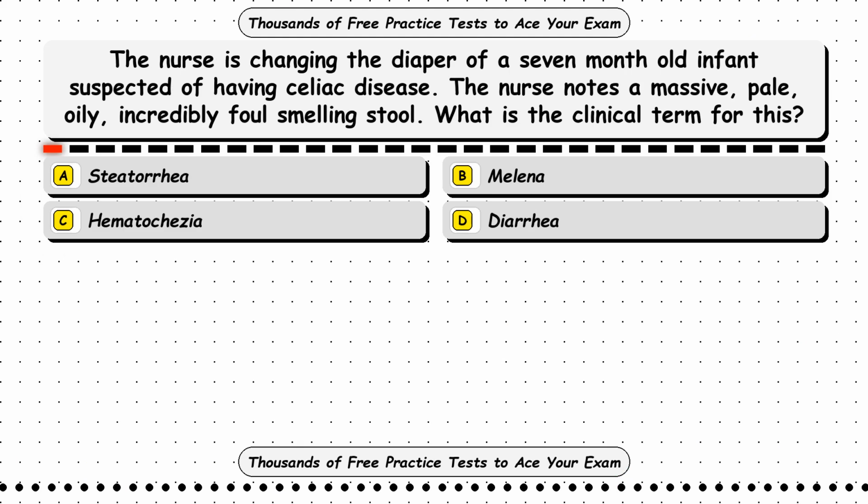Question 117. The nurse is changing the diaper of a 7-month-old infant suspected of having celiac disease. The nurse notes a massive, pale, oily, incredibly foul-smelling stool. What is the clinical term for this? Option A, steatorrhea. Option B, melena. Option C, hematochezia. Option D, diarrhea.